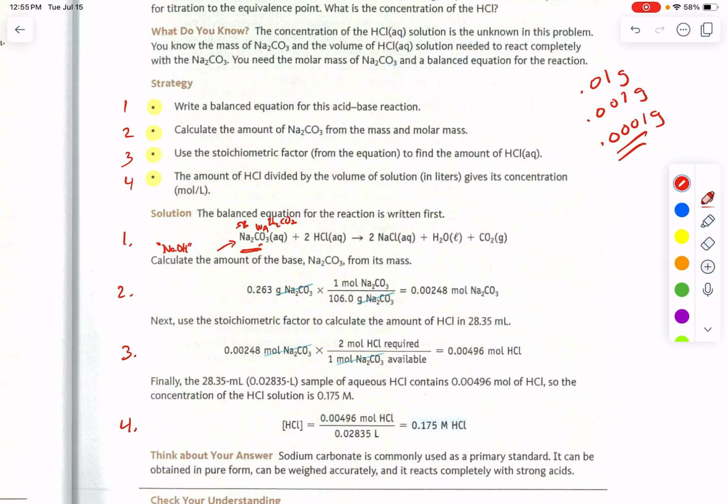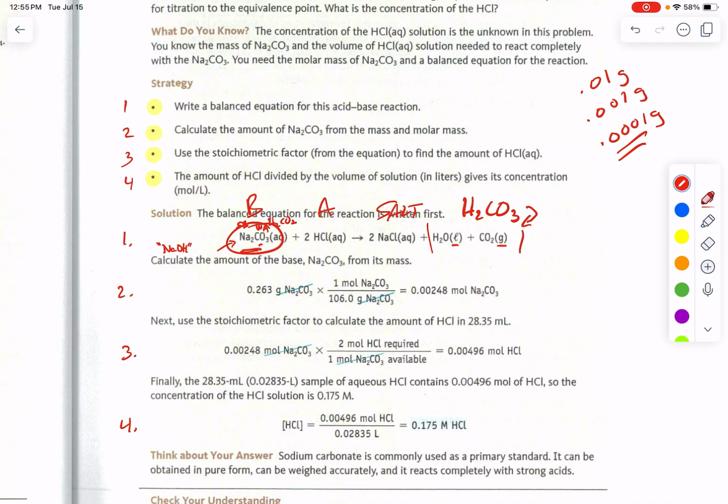In any case, my sodium carbonate is acting like a base. Hydrochloric acid is acting like an acid. I'm going to get my salt, sodium chloride, in water. And these are the reasons this reaction is going to go to the right, because we take our carbonic acid, which is formed, and this further decomposes into water and carbon dioxide.